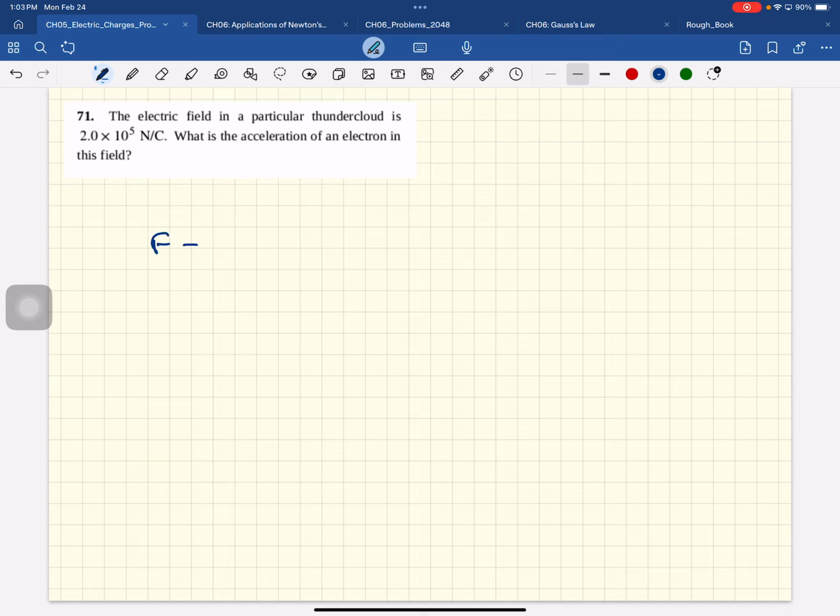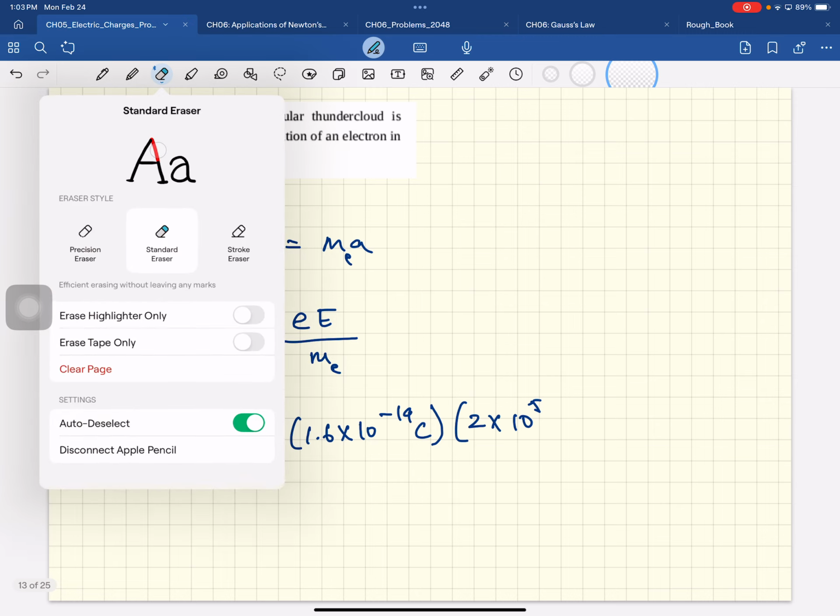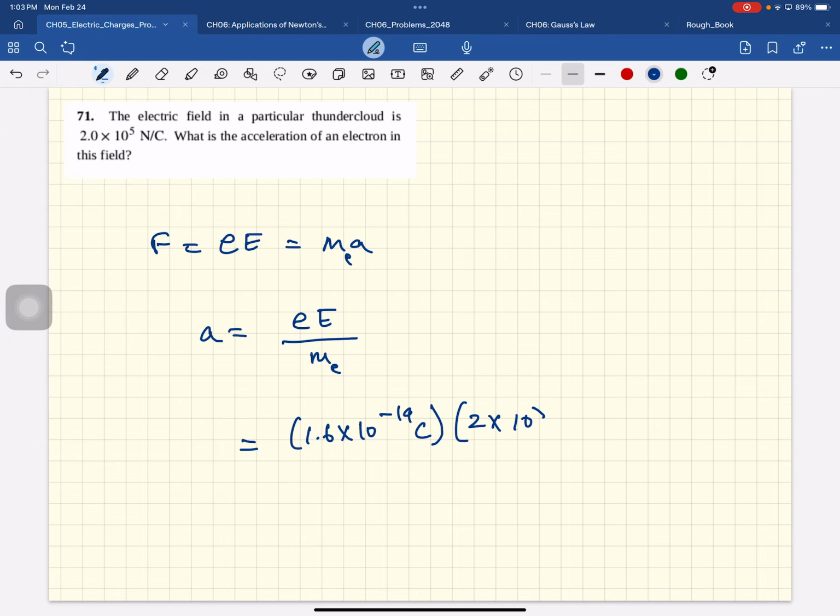All right, the force is given by E times E, and that should equal mass times acceleration. So the acceleration is the charge of the electron times the electric field divided by the mass of the electron. The charge of the electron is 1.6 times 10 to the minus 19 coulombs. The electric field is 10 to the power 5 newton per coulomb. And the mass of the electron is 10 to the minus 31 kgs.